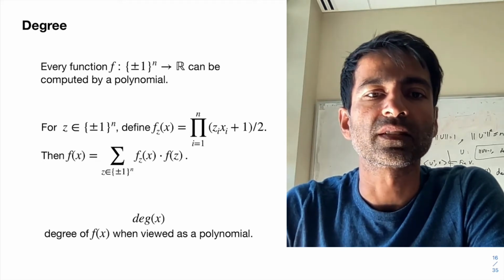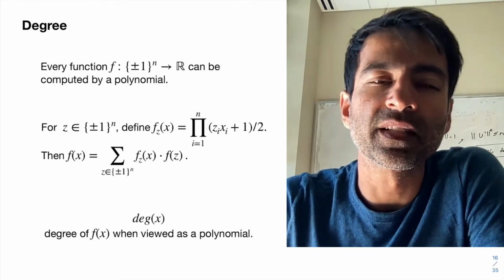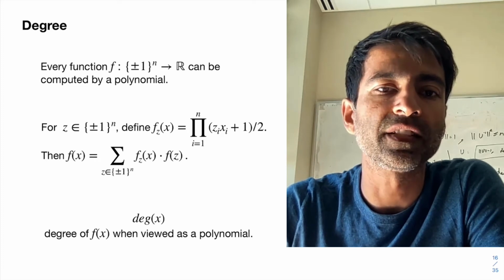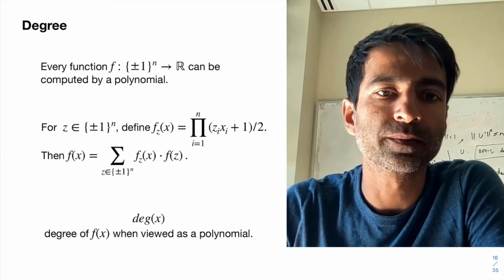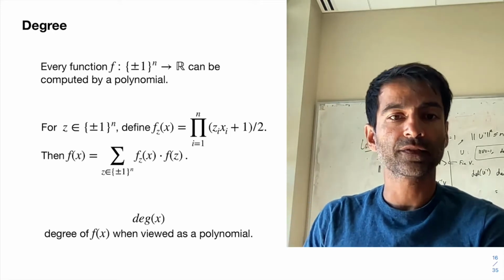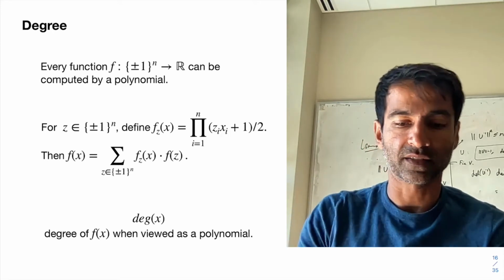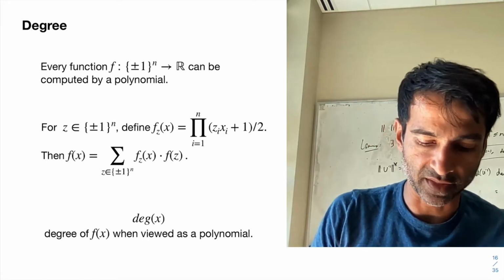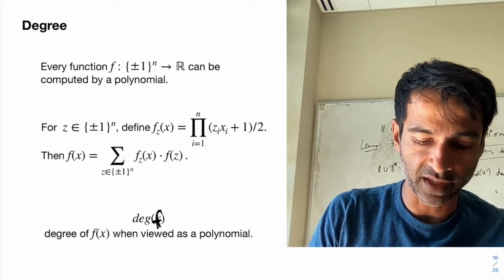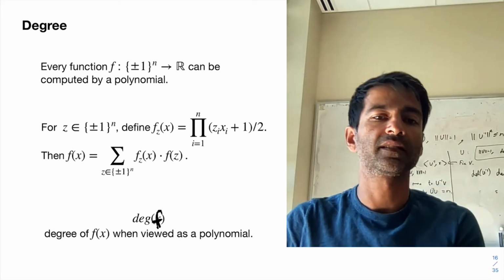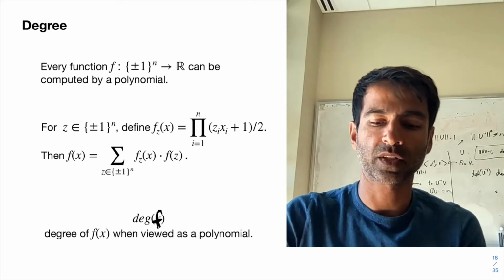Okay, so it's no loss of generality to assume that in the polynomial, all of the variables have degree either 1 or 0. And the degree of the polynomial, all right, I should say f here. The degree of f is just the degree of this polynomial. Okay.